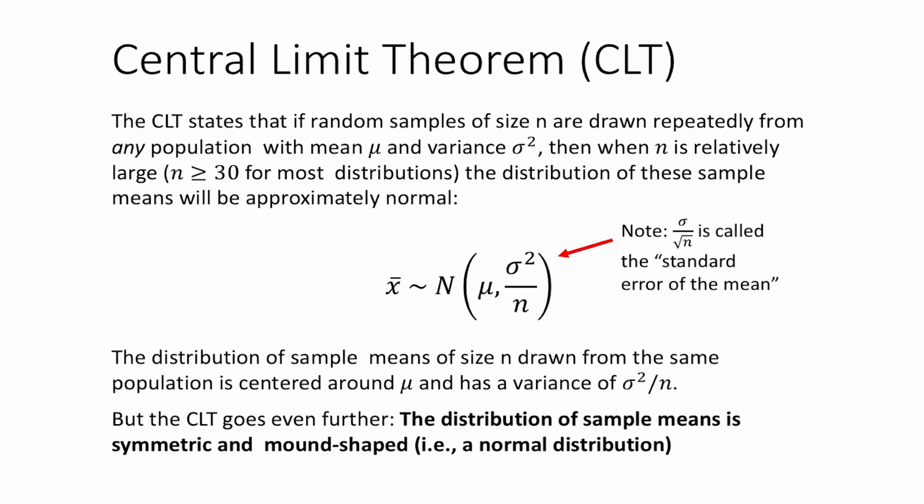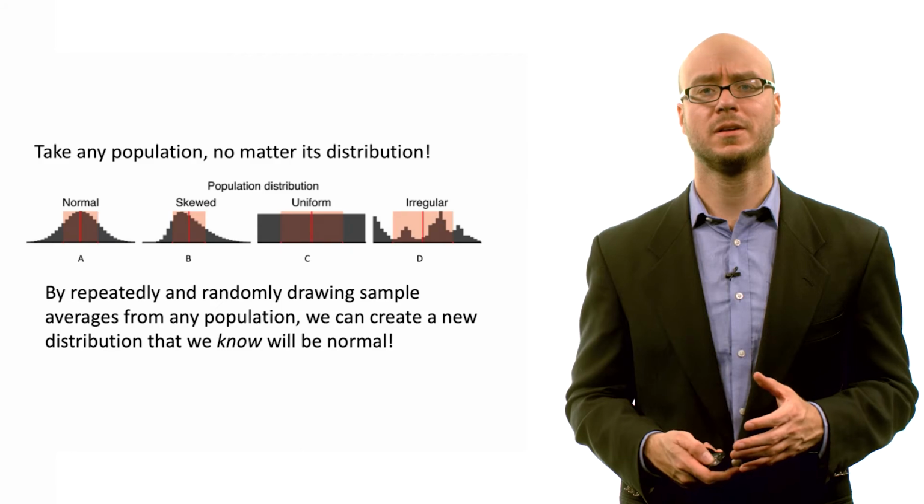The key point here is that the central limit theorem says not only that this distribution of sample means, the sampling distribution, is centered on the population mean mu and has a particular variance or standard deviation, but this distribution is symmetric and mound-shaped. To put it another way, it's a normal distribution. This is very cool, right?